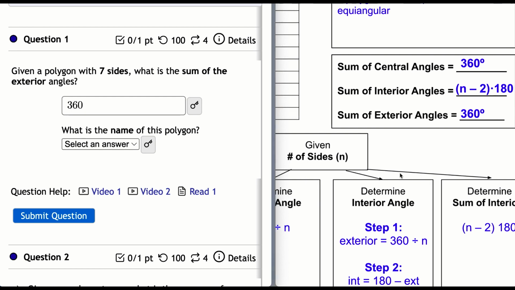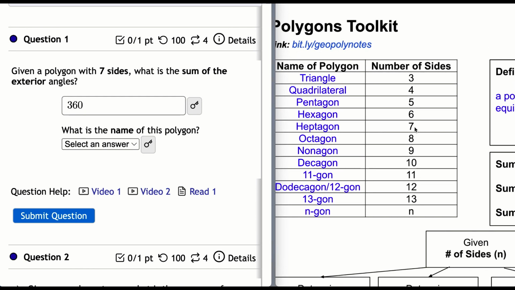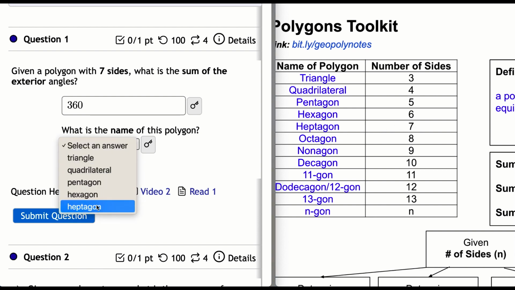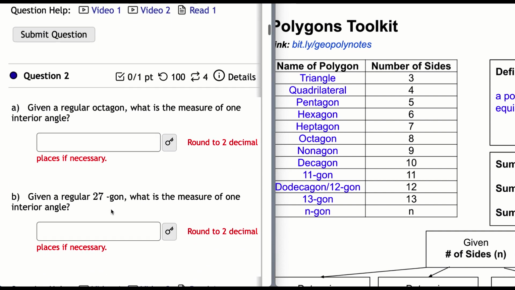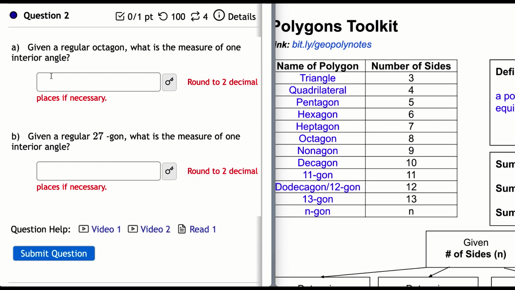Then it says, what is the name of this polygon? Well, we have a list of notes over here that helps you decide the names of things, and 7 sides is called a heptagon. So you would choose heptagon for that one. Now if you submit that one, hopefully you're successful on your first question. Moving on to number 2, though, it gets a little harder. It says, given a regular octagon, what is the measure of one interior angle?